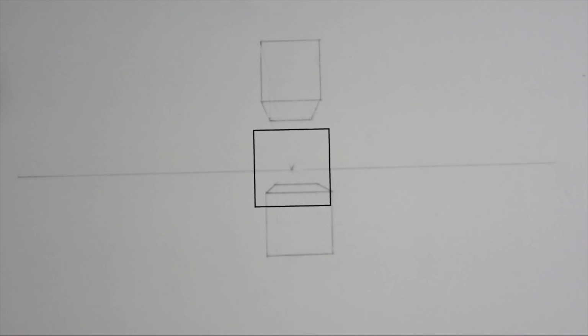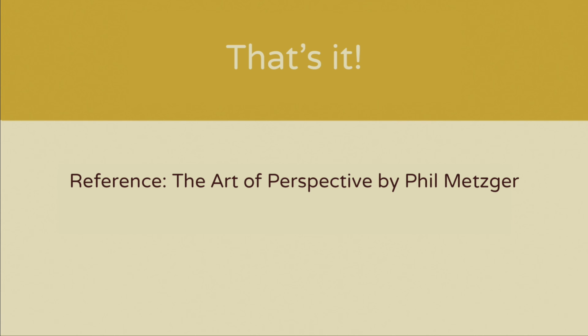If you were to center your square with the vanishing point, you wouldn't be able to see any of the sides. All you would see is the front of the cube, so you would just be seeing a square. And that's all you need to know about one-point perspective.